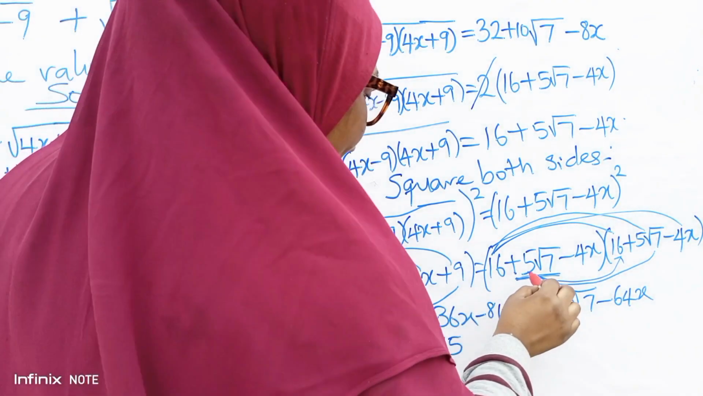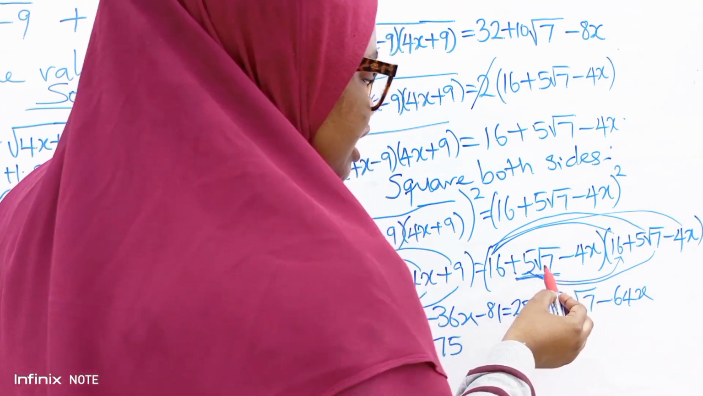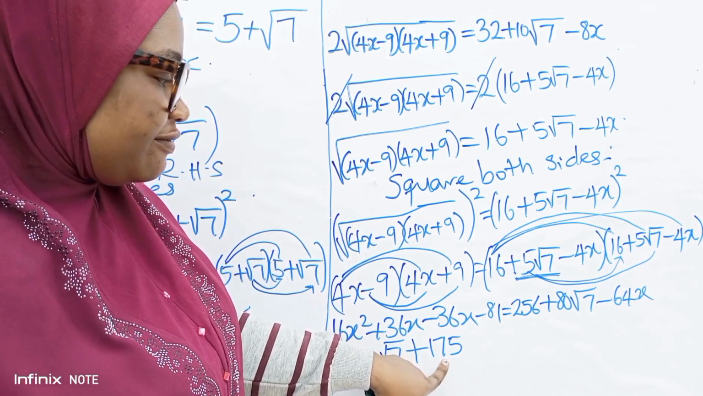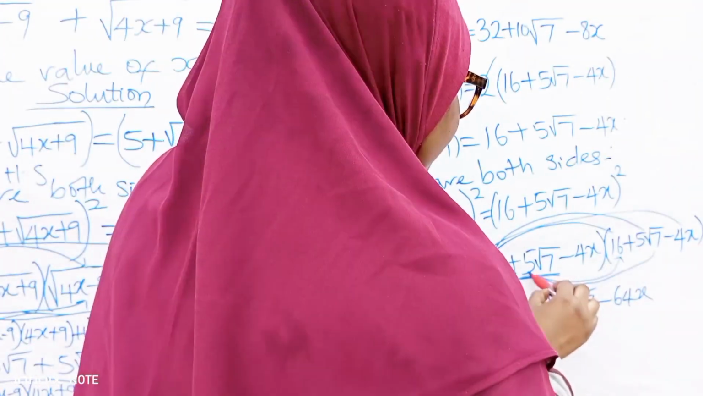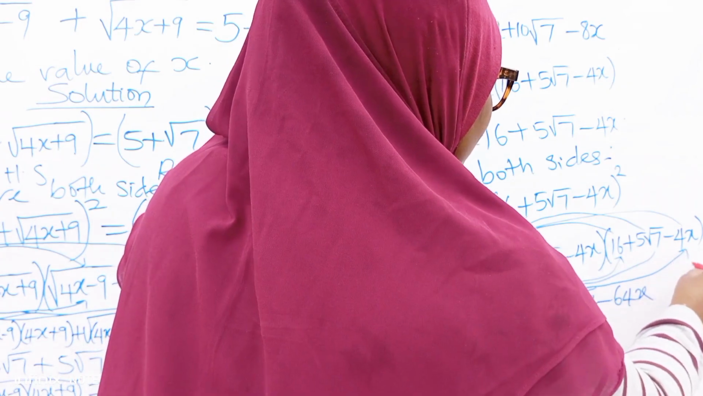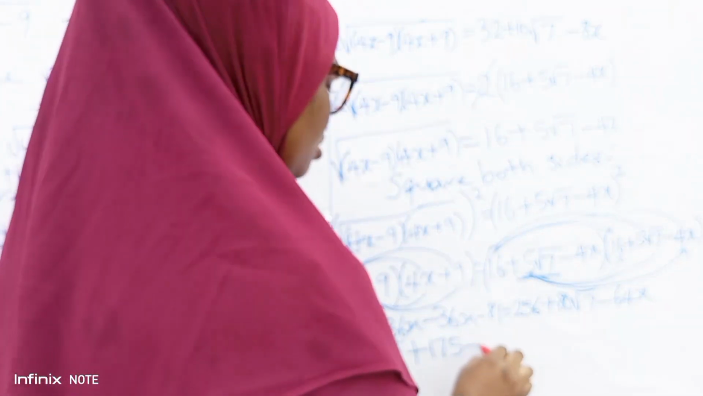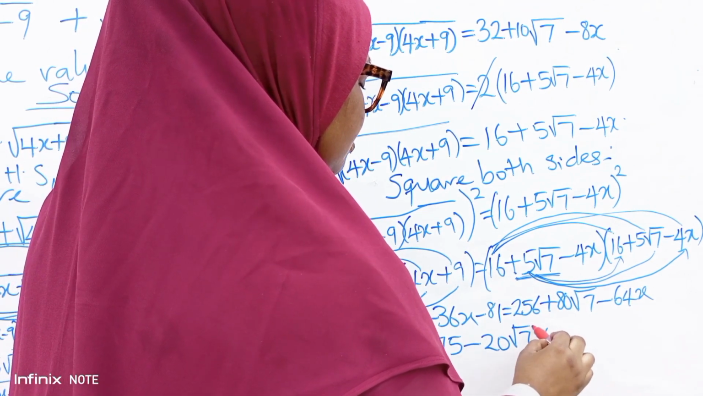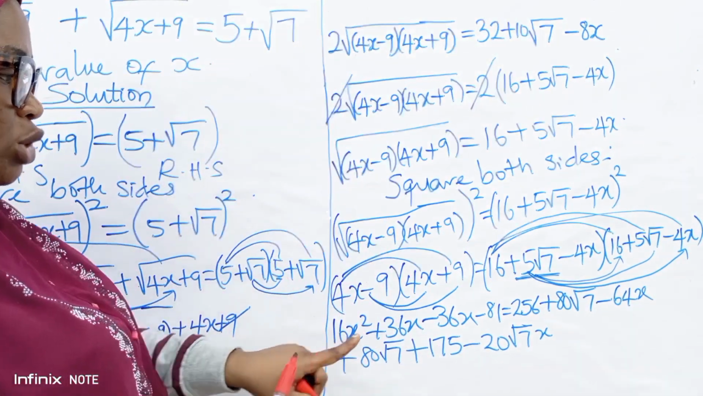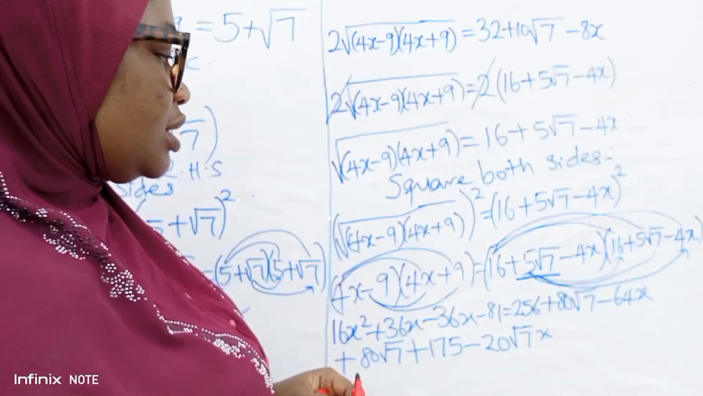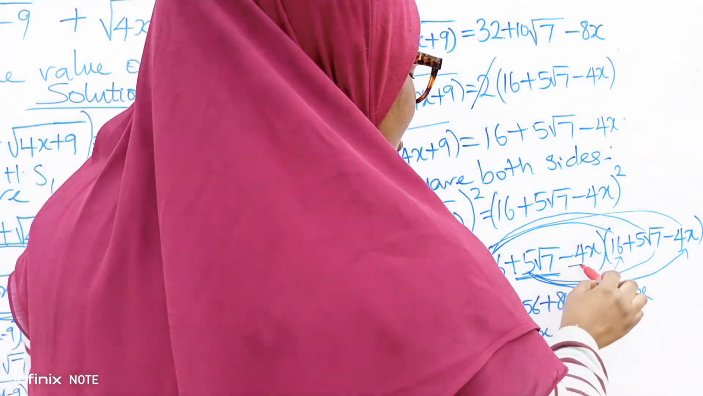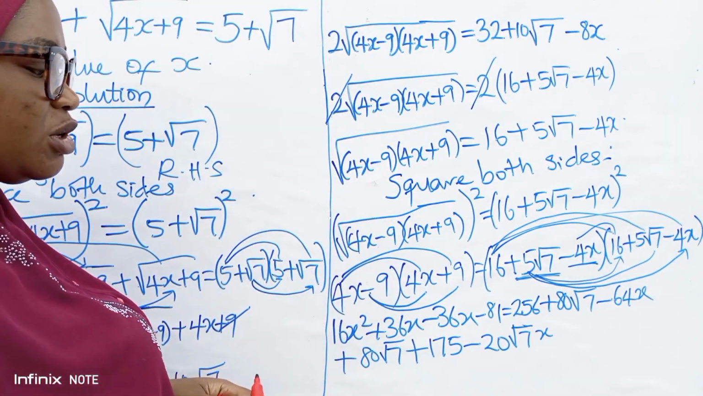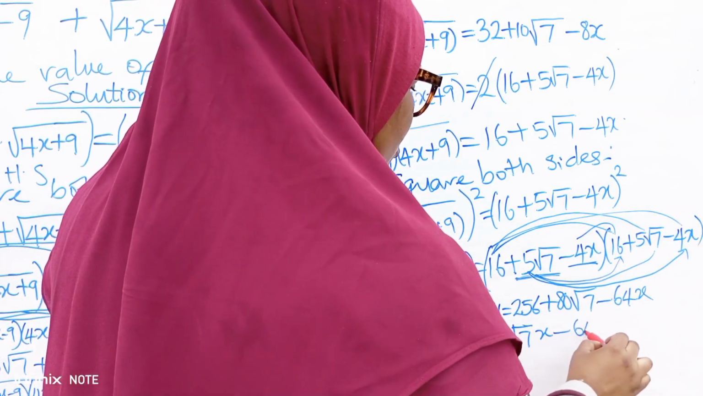So I have, that means 5 root 7 multiplied by 5 root 7 gives me what? 175. Plus 5 root 7 multiplied by minus 4x will be what? Minus 20 root 7x. So I'm done with plus 5 root 7 now. Now, minus 4x multiplied by 16 will give me what? Minus 64x.